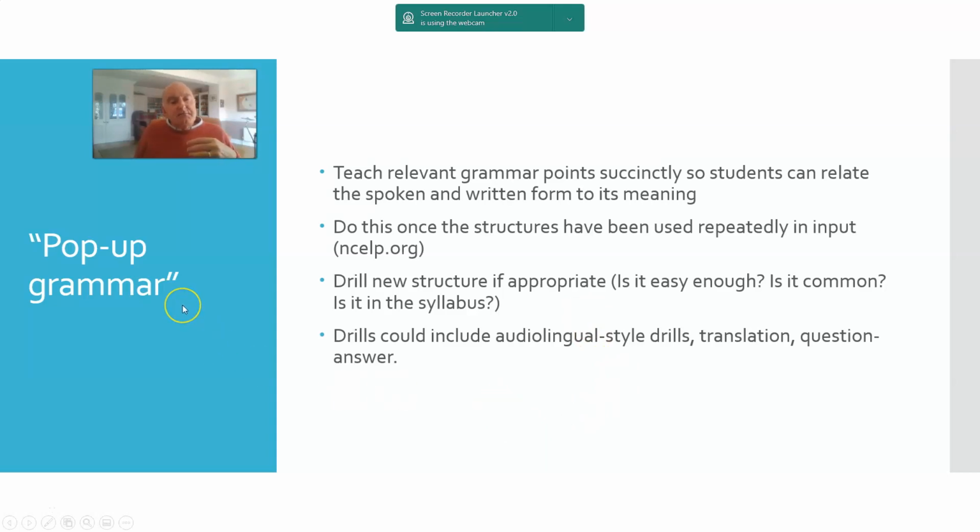We can term this pop-up grammar, if you like. So this is the idea that the grammar was shown in the input, practiced repeatedly, then you point out a rule, you get them to notice the rule, and then you explain the rule and perhaps then practice it a little bit further.